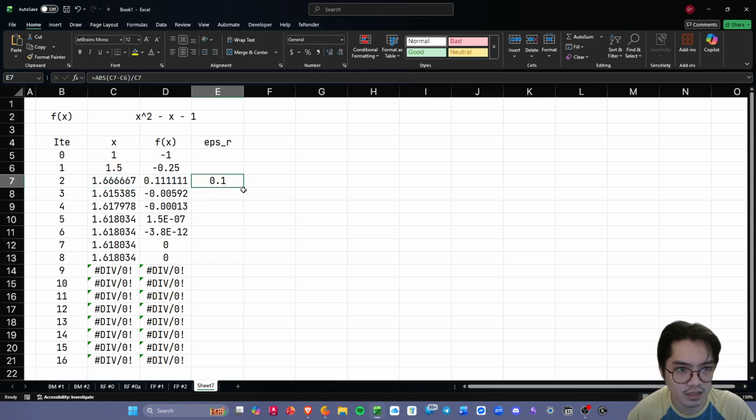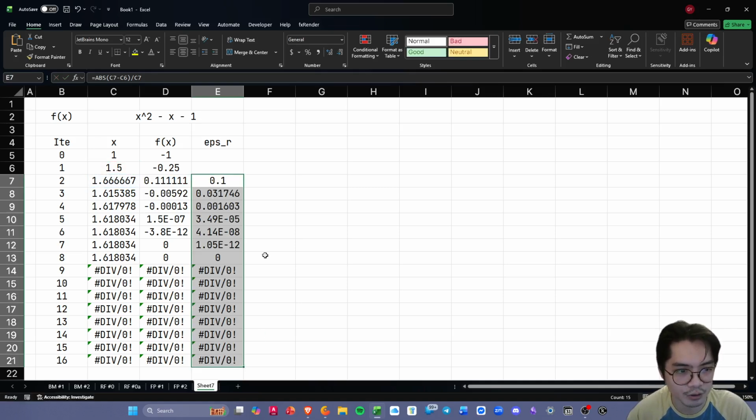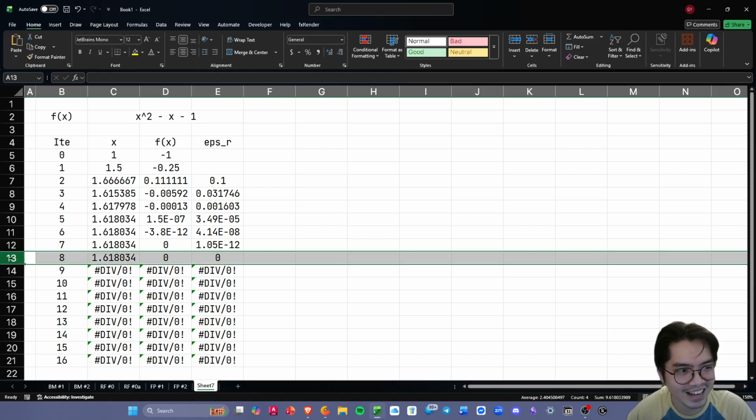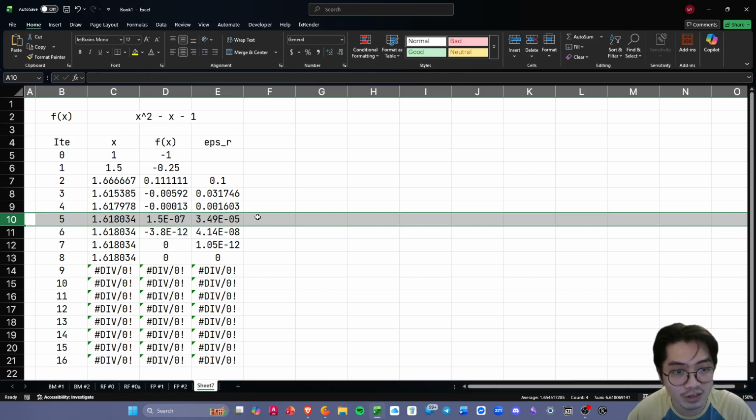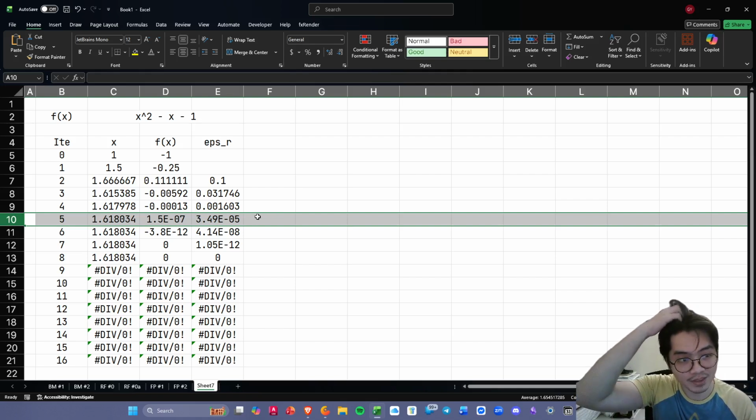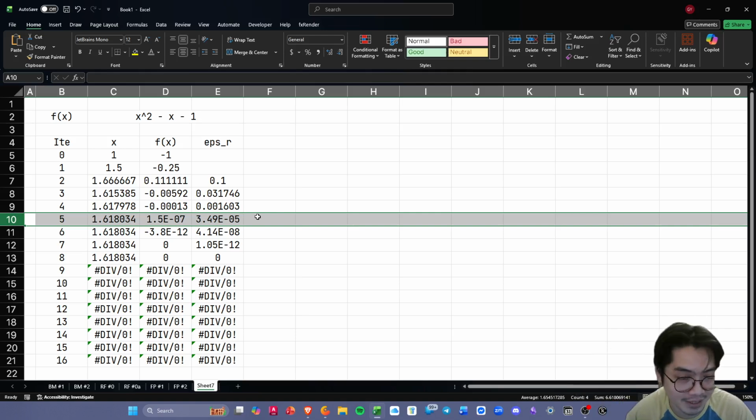Let's just drag this down. And it's already broken by iteration 8, right? So notice that the epsilon values are already way below 0.0001, right? At iteration 5, which is amazing, right?